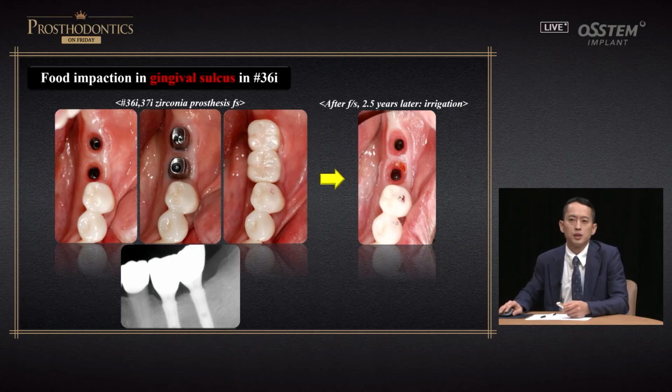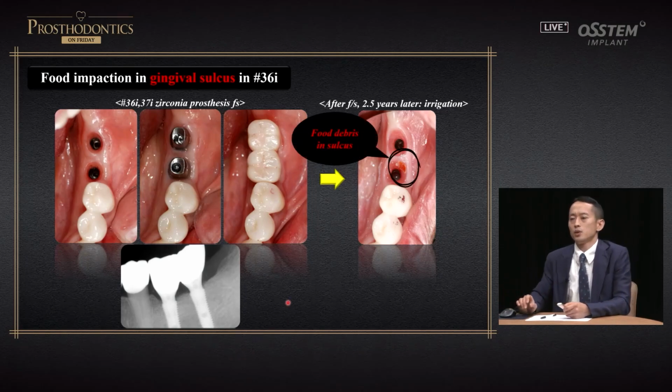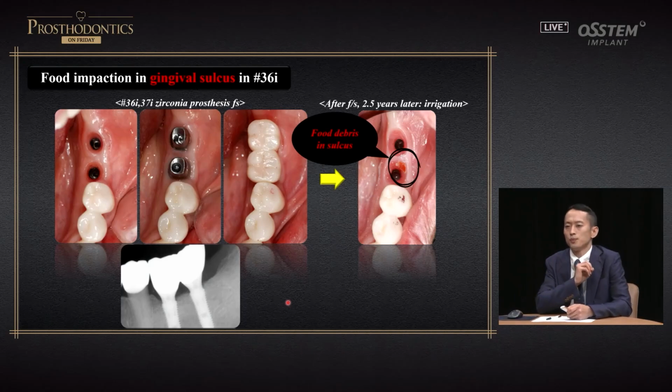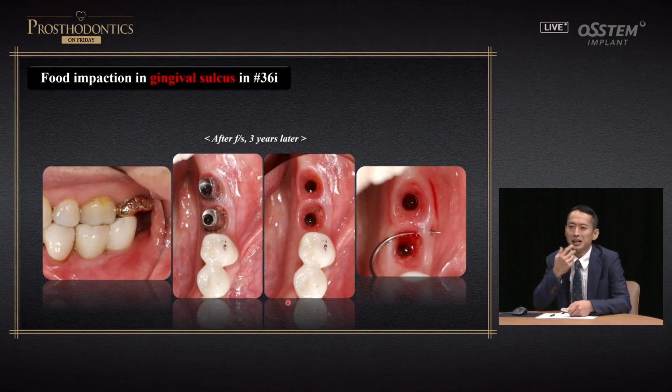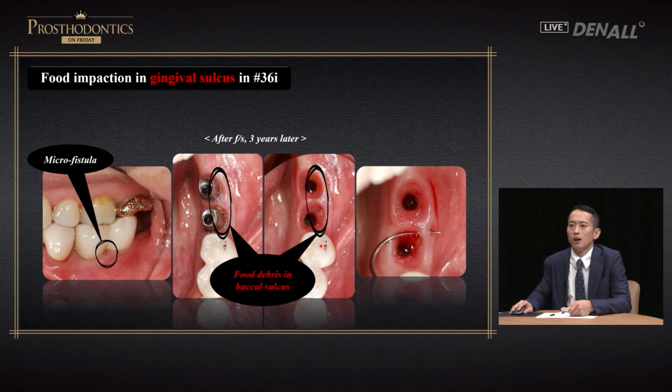About 2.5 years later, buccal side of number 36, peri-implantitis occurred. When I removed the prosthesis on the buccal sulcus, there's food. I cleaned it and did oral hygiene education once again. The patient was excellent in maintaining oral hygiene, but I still wanted to blame the patient a little bit. 6 months later, it's not clean again. You can see microfistula here. When I removed the prosthesis and abutment, the food is significantly impacted.